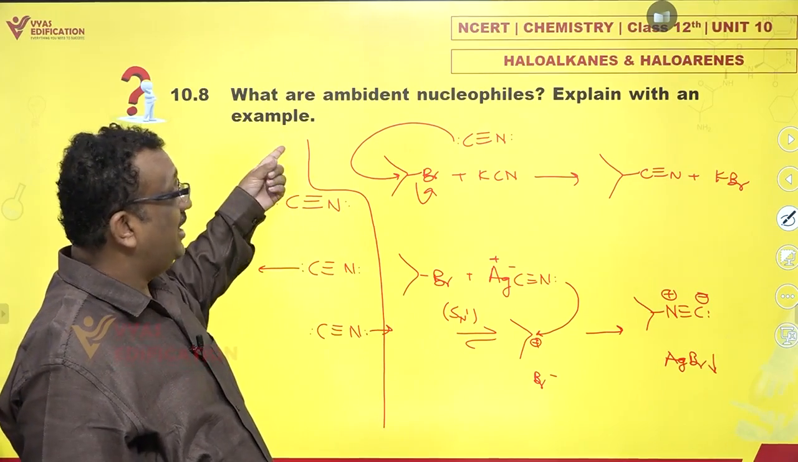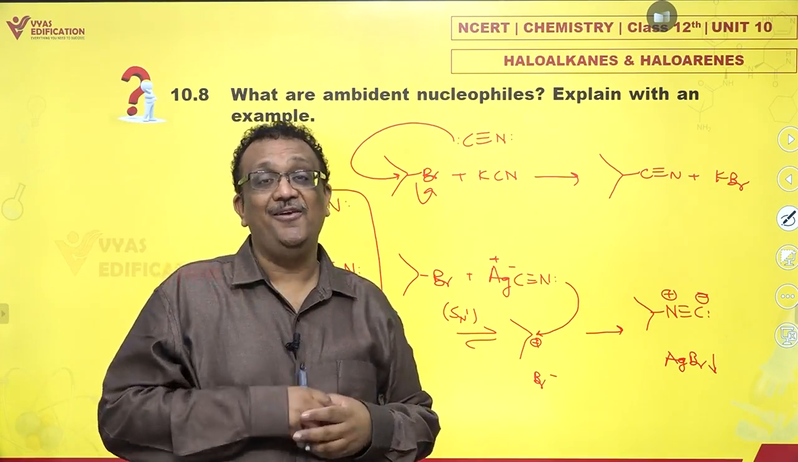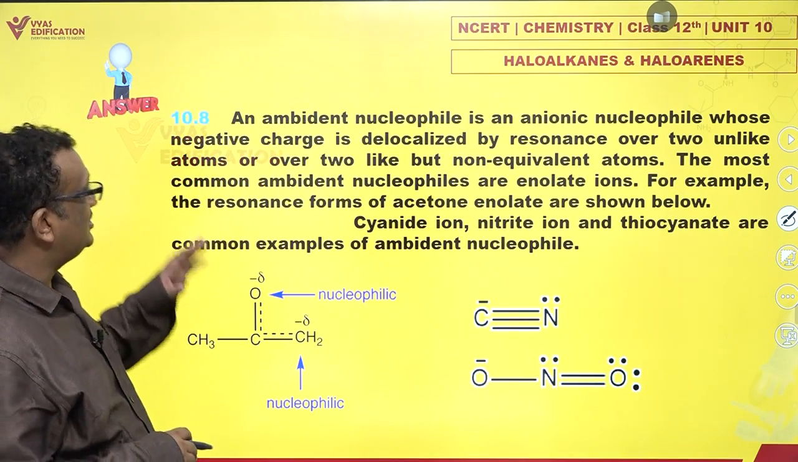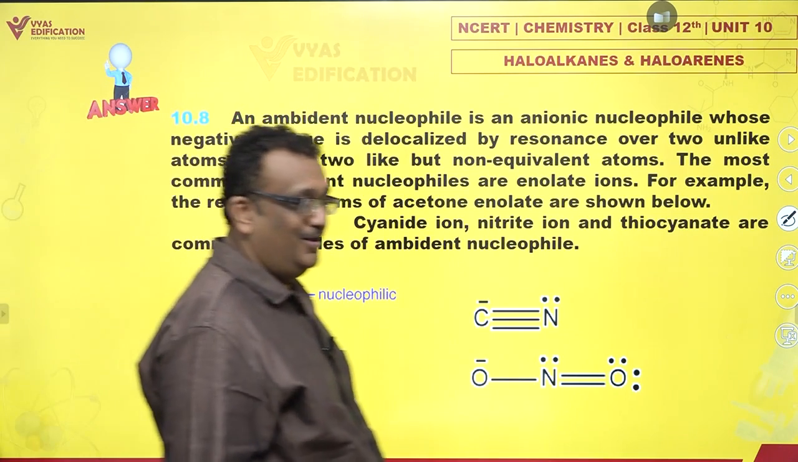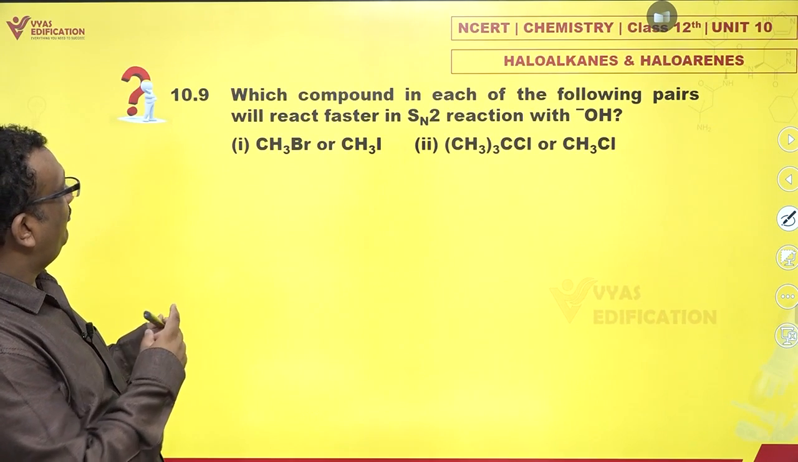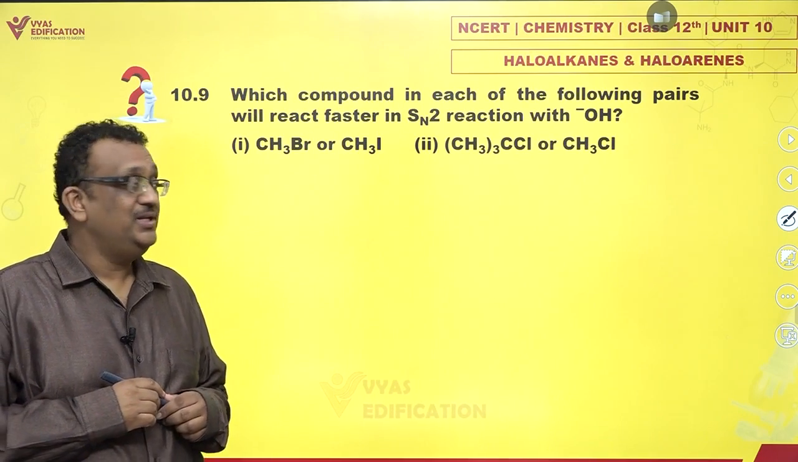The same nucleophile, cyanide, is acting in two different ways. Why? Because it can behave as an ambident nucleophile. For those who are looking for a written ready-made answer, this is also a written ready-made answer. Take a look, and I'm moving myself out so that you can take a screenshot and find it useful. Done? Done. Which compound in each of the following pairs would react faster in an SN2 reaction with OH minus?